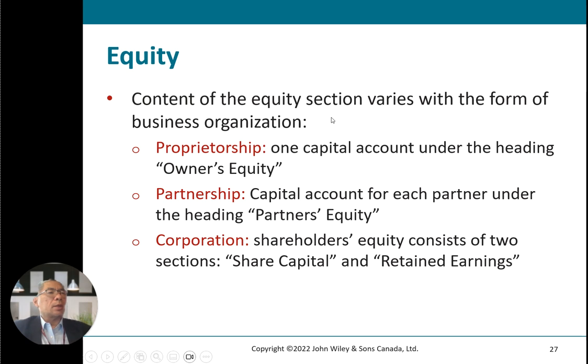The equity section can vary depending on the organization structure. For a proprietorship, there is one capital account under the heading owner's equity. For a partnership, there is a capital account for each partner under the heading partners' equity. For a corporation, shareholders' equity consists of share capital and retained earnings. So there are three examples here: proprietorship, partnership, and corporation.